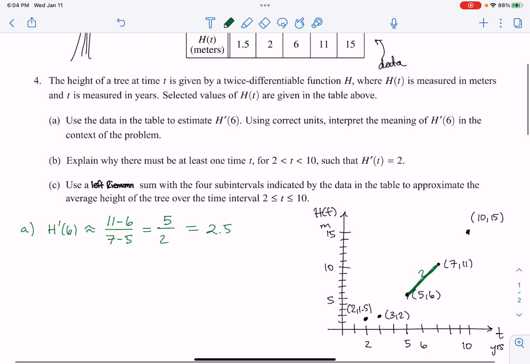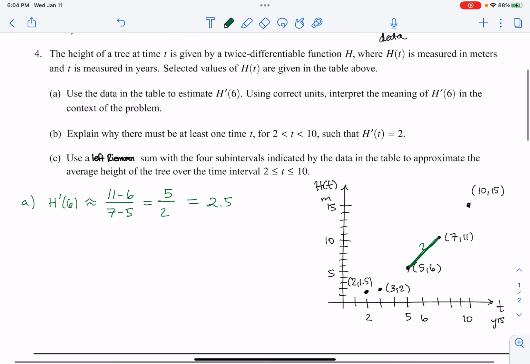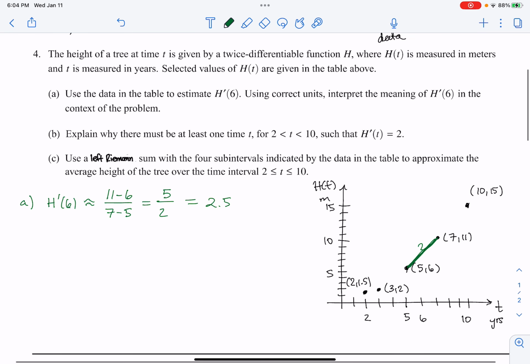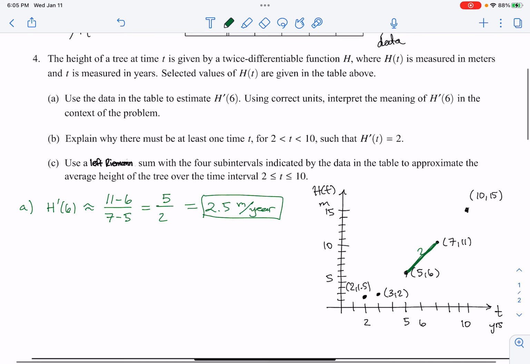What are the units here? Well, we have meters and years. This is a slope between those two, right? So this is meters per year. Right, so you would probably get 1 point for just getting that. You're also going to get another point if you interpret it correctly.